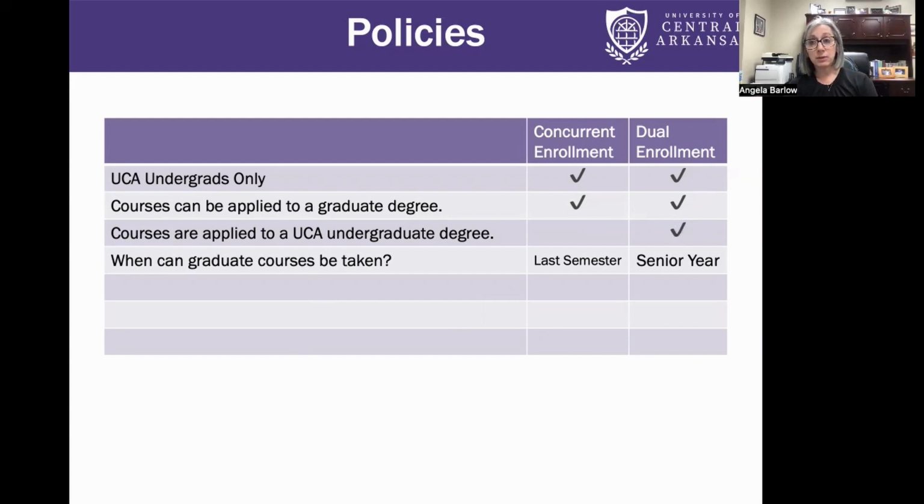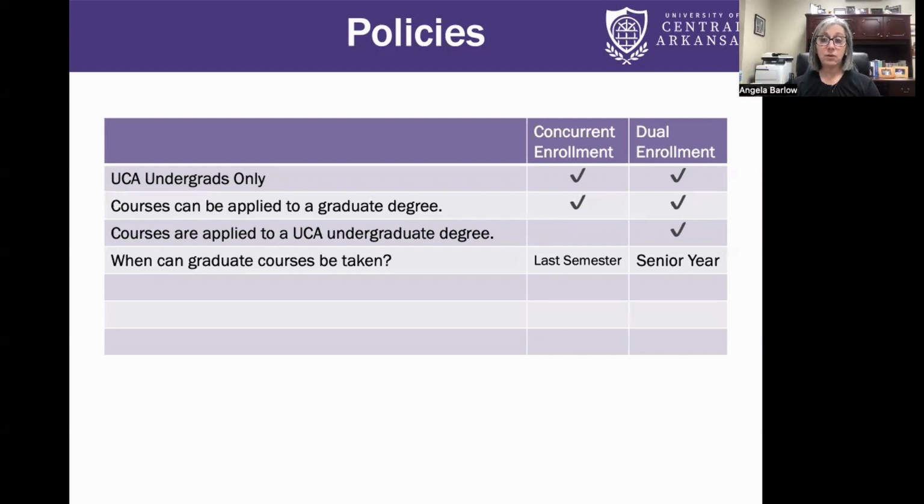When can graduate courses be taken? For concurrent enrollment, it's in their final semester of their undergraduate degree. Again, the idea is they've made it to the last semester. They have some undergraduate classes left to take, but there is some space. So maybe they only have 12 hours of courses and they'd like to pick up an extra class. They could do that with concurrent.